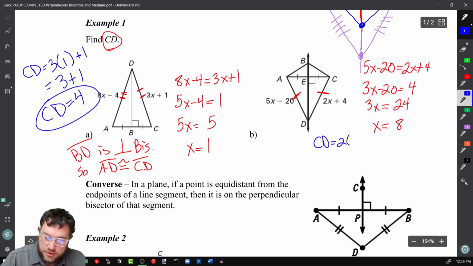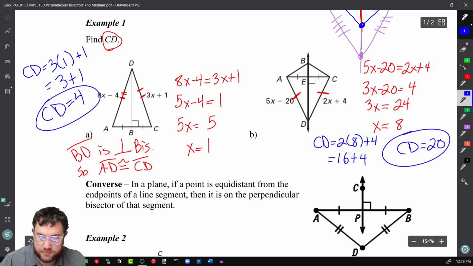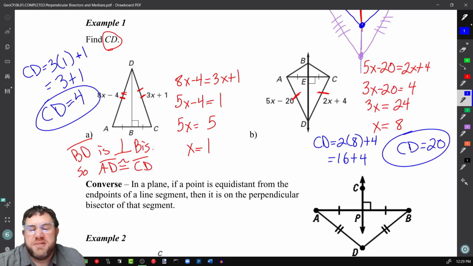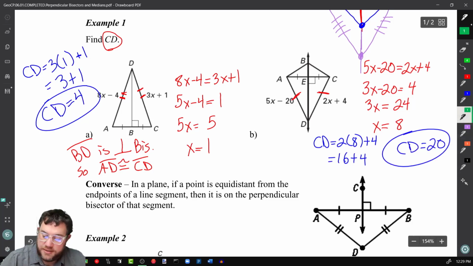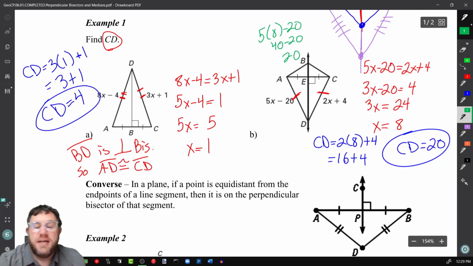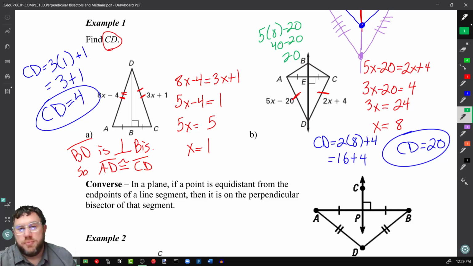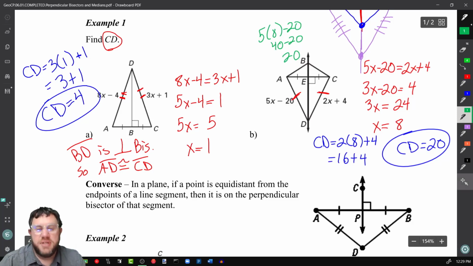CD equals 2 times 8 plus 4. So that will be 16 plus 4. So CD is 20. Now, if we wanted to check to make sure we were right, we could plug it into the other side also, because they should be the same. So 5 times 8 minus 20, that's 40 minus 20. So we get AD is equal to 20 also. So we can be pretty confident that we did it correctly because we got the same thing on both sides.